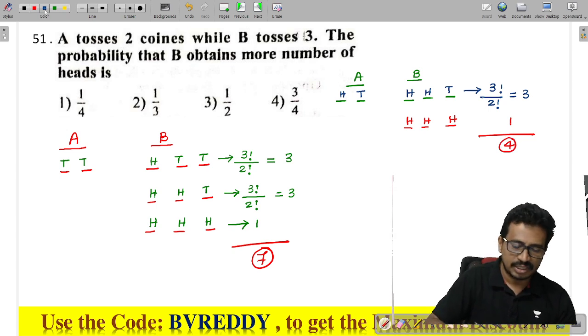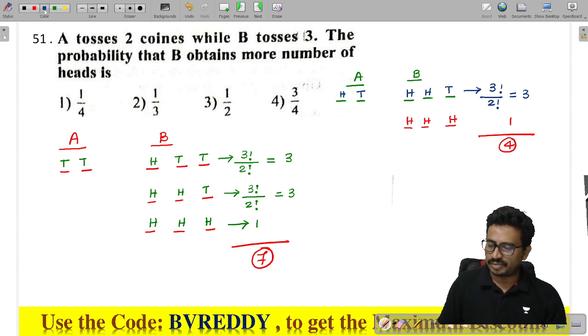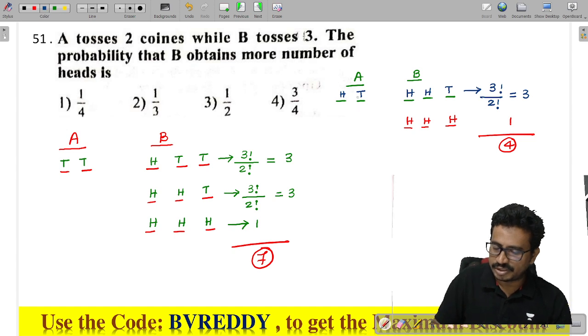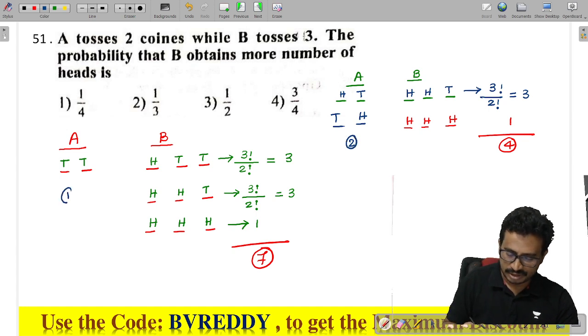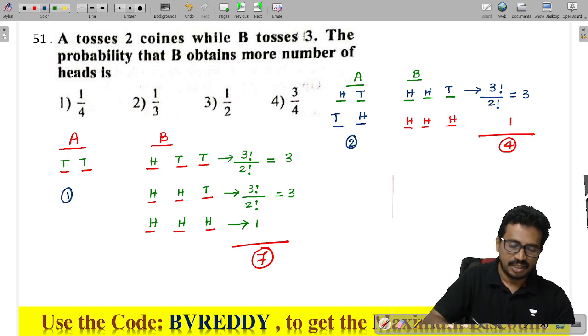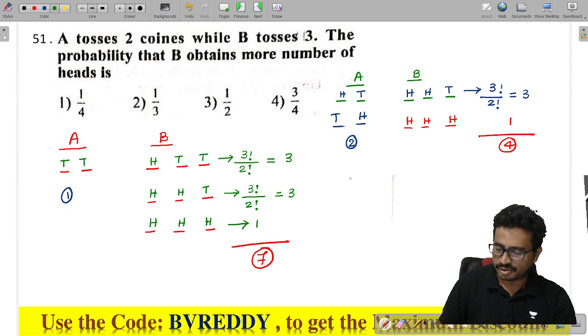Next, are any other combinations possible? Now you can see, 1 head means A may also get this combination, 1 tail, 1 head. So in this case A has 2 combinations. Here in this case A has 1 combination. Any other combinations possible, you tell me? For A and B, A got both heads.